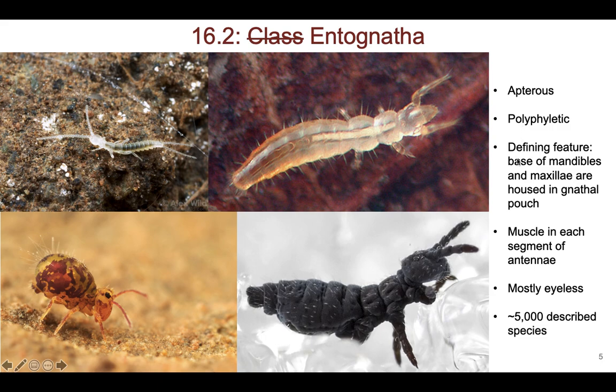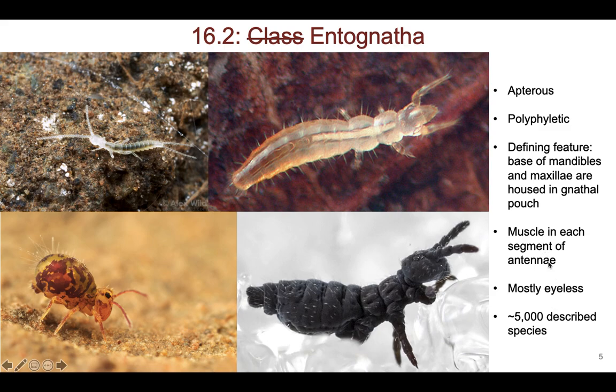The defining feature of this group is that the base of the mandibles and the maxillae, which are mouth parts, are housed in what's called a gnathal pouch. So only the tips of these jaw pieces are visible on the outside of their body, and that's what defines them as entognathous.